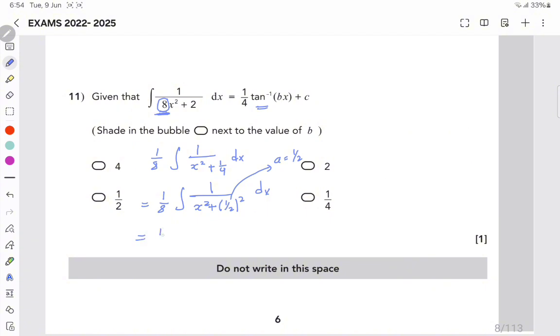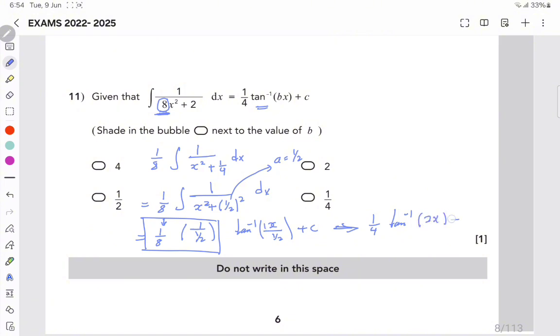So it's equal to 1 over 8 still outside, it goes down. Now, 1 over a, 1 divided by 1 over 2, times tan inverse, that is the rule. x over a, x divided by 1 over 2, all of that plus c. So simplify more, use a calculator to evaluate that. It will be 1 over 4 times tan inverse. The coefficient of x here is 1, 1 divided by 1 over 2, it will be 2 times x, all of that plus c.